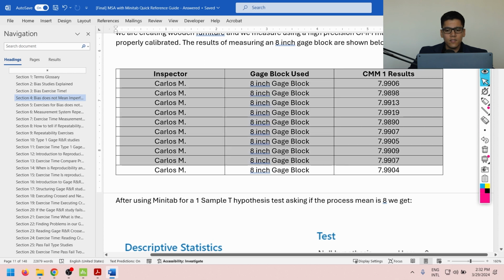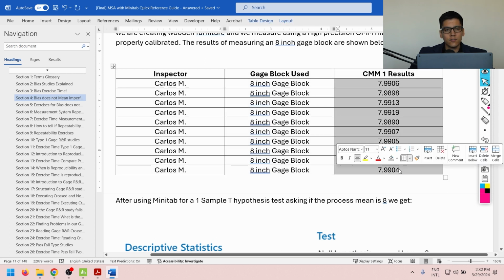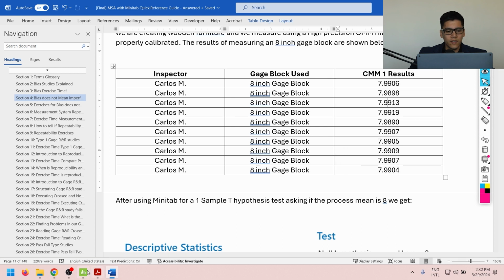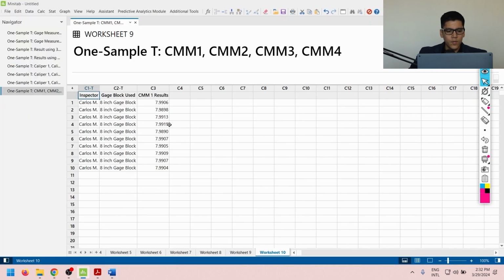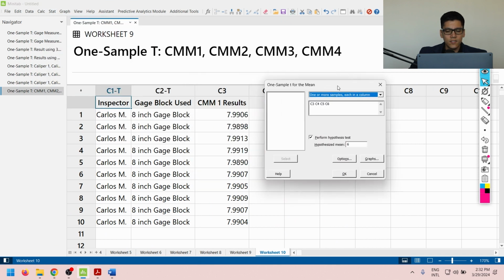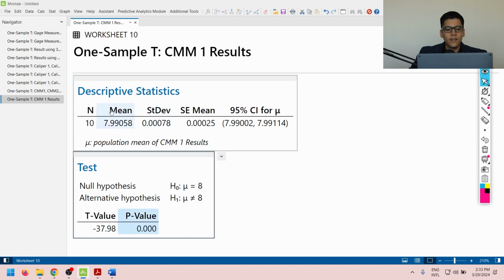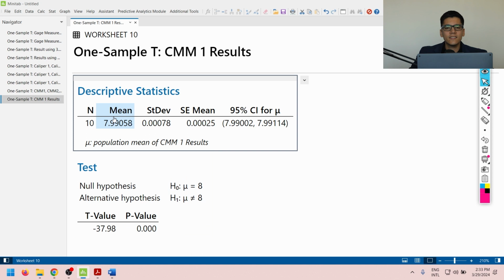So previously, we would have simply copied the information. If you look closely, you'll notice that none of the results are at 8 inches. Most of them are below 8 inches. So I would copy and paste my information into Minitab, Stat, Basic Statistics, one sample t-test, and then do a hypothesis test for an 8-inch gauge block. Now from here, I would look at my data, and I would determine that evidently, there is bias, and I can see that the bias is negative. I'm reporting the part as being smaller than it actually is.